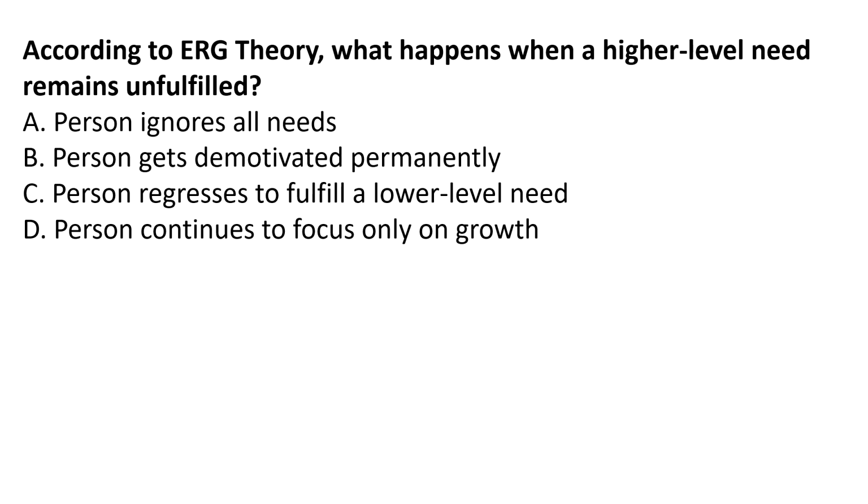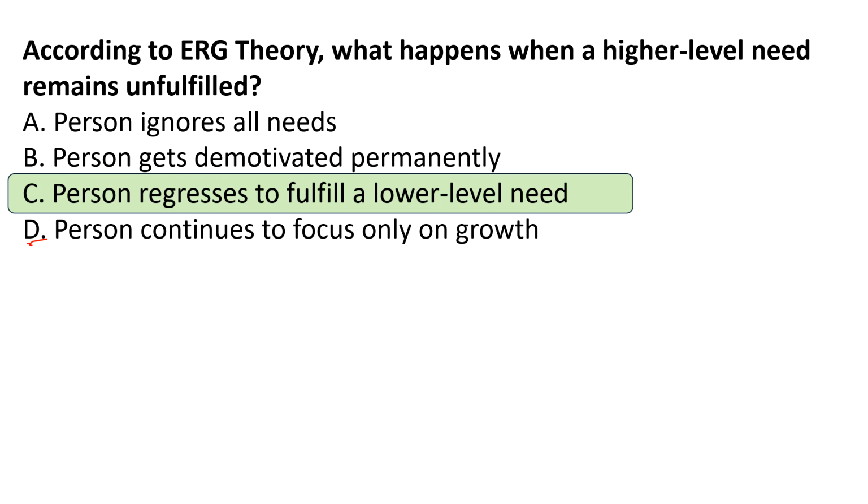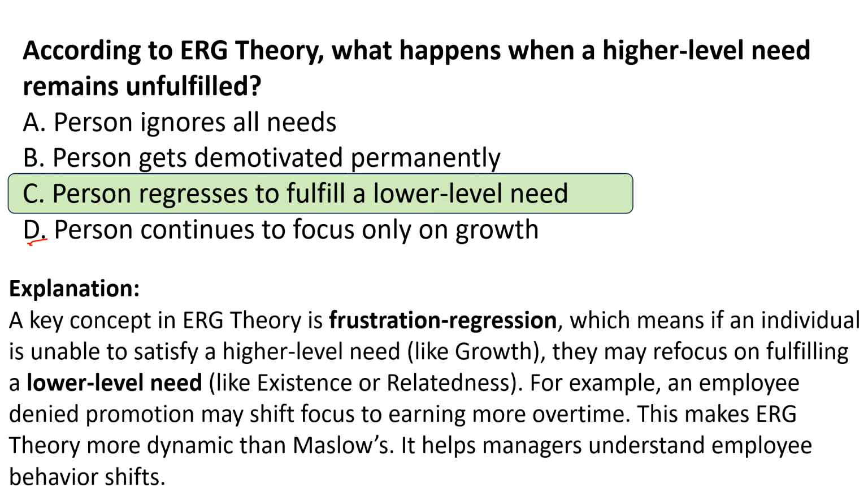Next, according to the ERG theory, what happens when a higher level need remains unfulfilled? This is a kind of challenging question from Maslow to the next theory. Option A, person ignores all needs; B, person gets demotivated permanently; C, person regresses to fulfill a lower level need; or D, the person continues to focus only on growth. So the right answer is option C, person regresses to fulfill a lower level need. Clear? See how it happens.